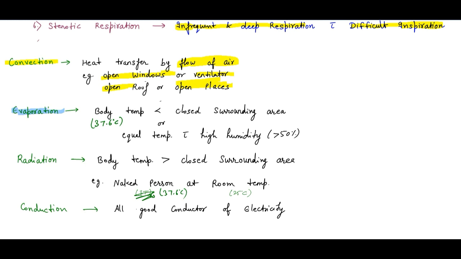High humidity means if you find more than 50% humidity in any question, go for evaporation. Just close your eyes and go for evaporation. So body temperature is less than the close surrounding area, or equal temperature with high humidity, more than 50%. When we have the more close surrounding area, of course in India we can get temperatures like 44 or 40 degrees sometimes, so that can be evaporation.